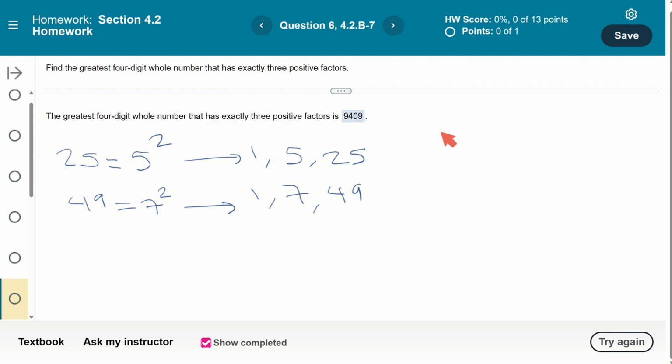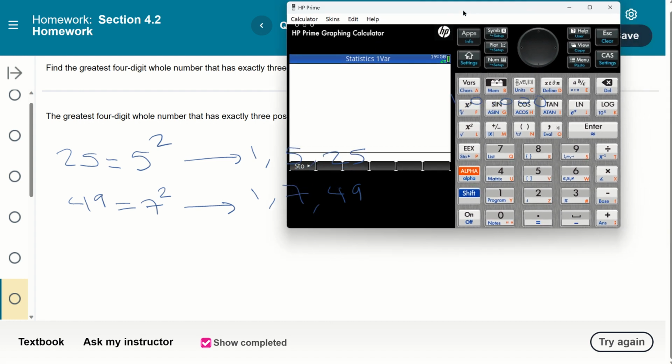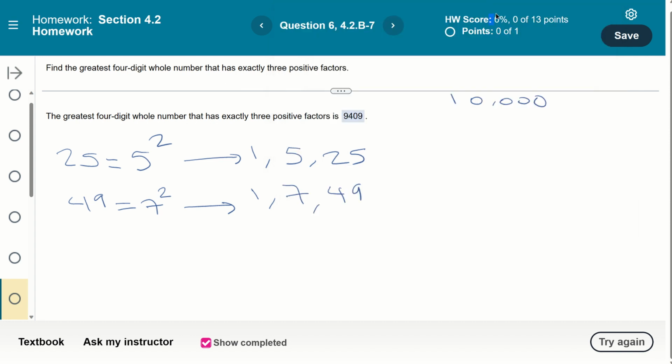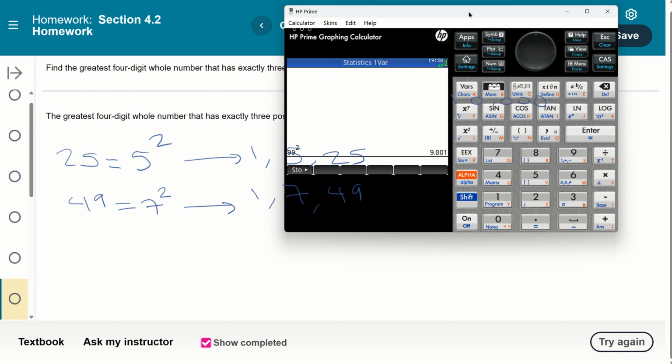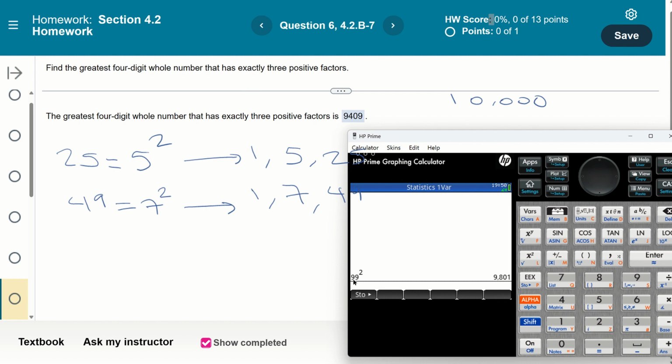So all we have to do now is get as close to 10,000 as possible. Remember, 10,000 is when we get into 5 digits, right? So now take 99, for example, and square it, and you'll see that's going to be less than 10,000, obviously, right? So, but why is that no good for us? Well, that's no good for us because 99 itself has other factors, so it's not a prime.